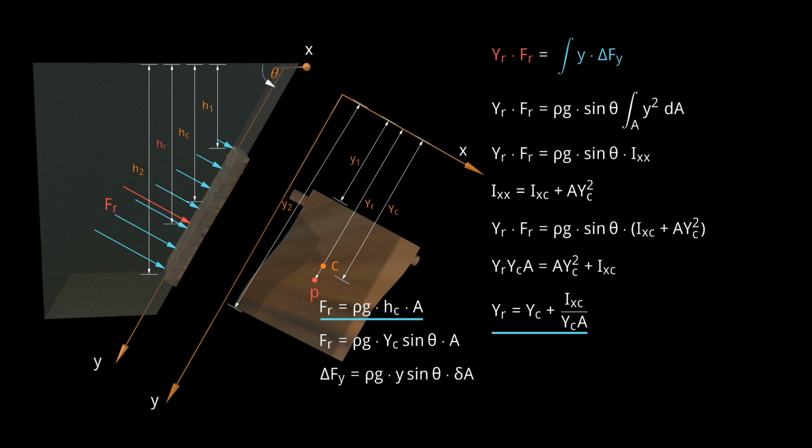To find the vertical distance h sub r from the liquid surface to this point, we can use a simple trigonometric relationship based on the angle of the gate. This final expression gives us the exact depth to the center of pressure, the point where the resultant hydrostatic force effectively acts on the surface. It's a key result in fluid statics, especially useful when analyzing submerged surfaces under varying pressure distributions.